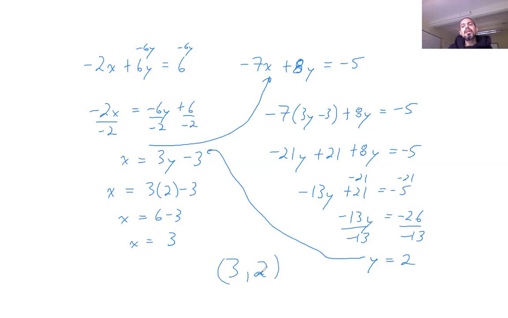And there it is, you guys. That's how you solve linear systems using the substitution technique.